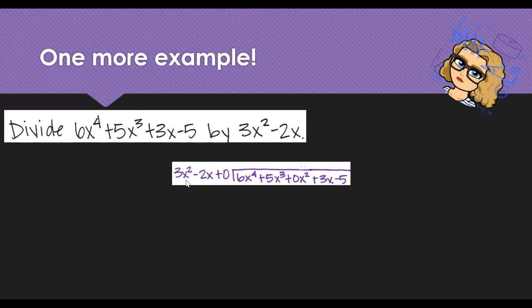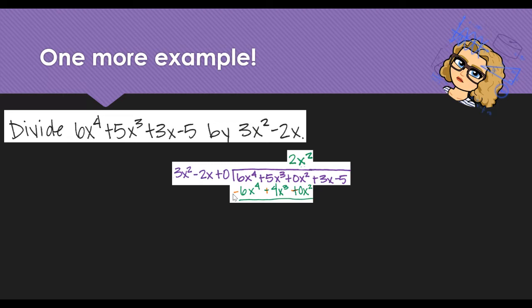What does 3x squared need to be 6x to the 4th? Well, I need to take 3 times 2, and I need to take x squared times x squared. So up on top, I'm going to write 2x squared. And then we multiply 2x squared times this whole thing. So 2x squared times 3x squared is 6x to the 4th. 2x squared times negative 2x is negative 4x cubed. 2x squared times 0 is 0x squareds.